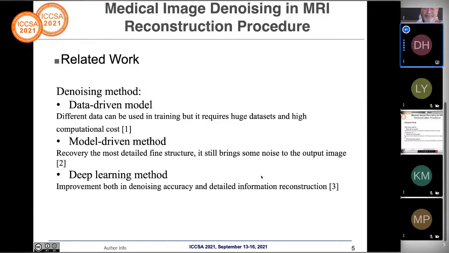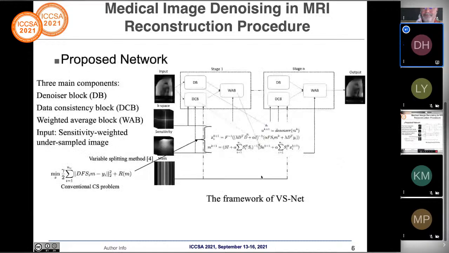The second one, the model drawing method, recovers the most detailed file structure, but can still bring some noise. And the last one is the deep learning method, with improvement in the deriving accuracy. Also, detailed information can be reconstructed. This is our proposed network.